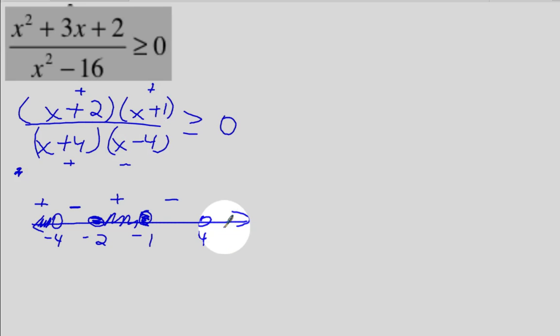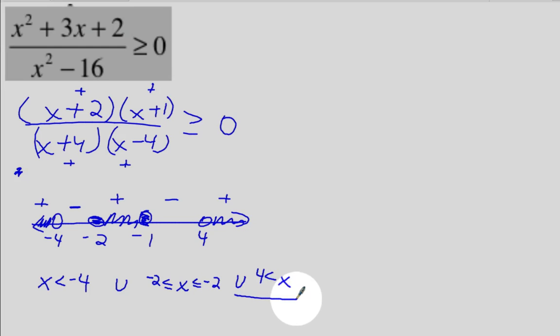Something bigger than 4, say 10, positive, positive, positive, positive. That means the graph is positive and we're interested. Stating our final answer, x is less than negative 4, or x is between negative 2 and negative 1, or x is greater than 4.